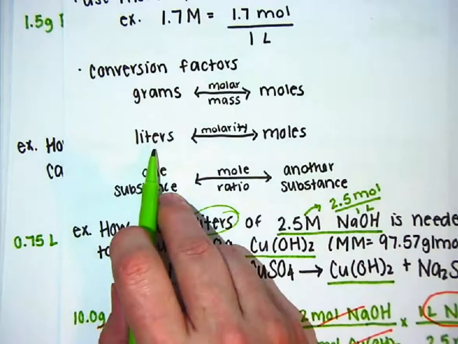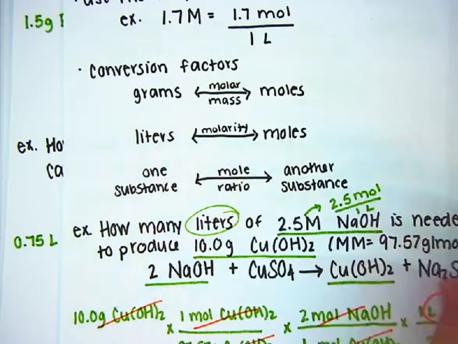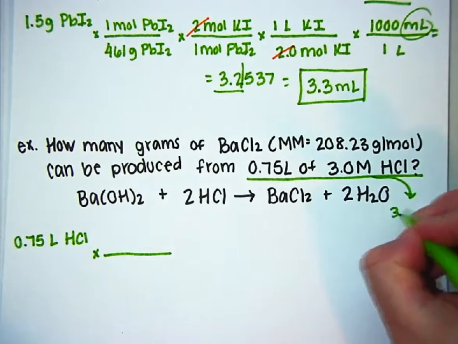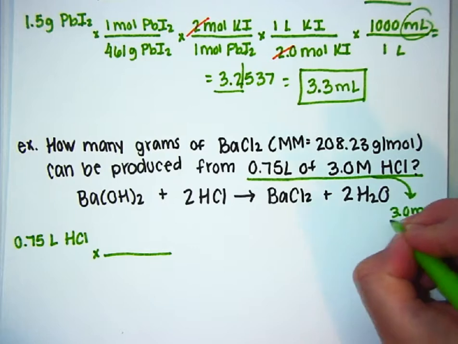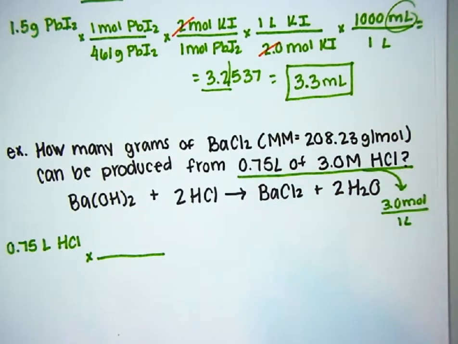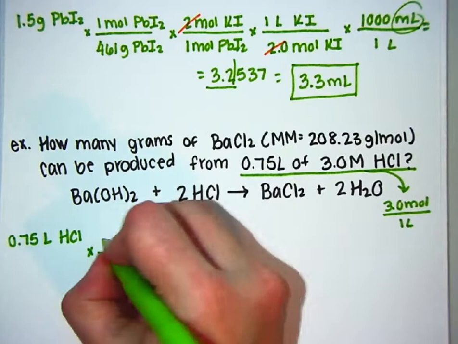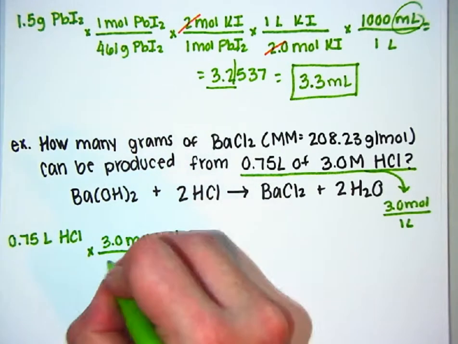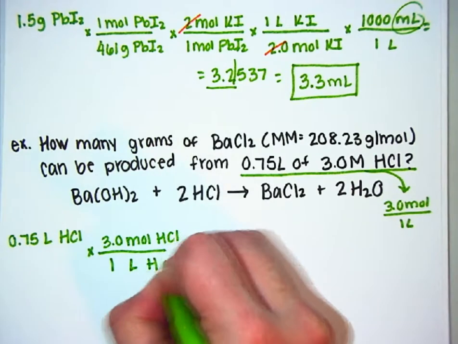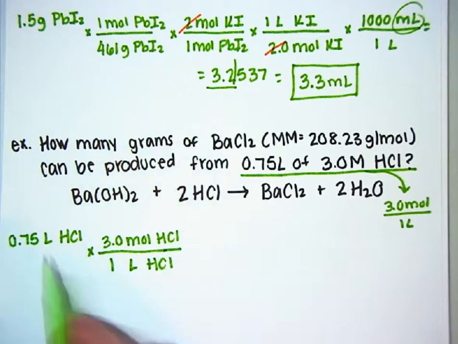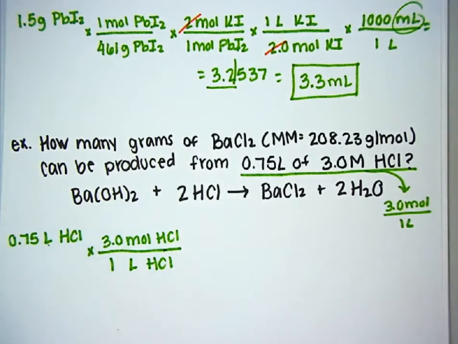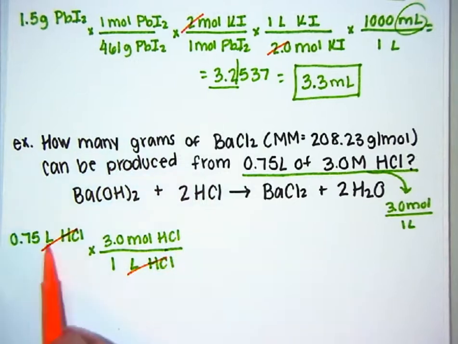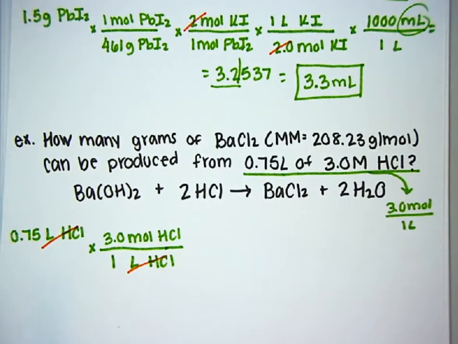If I'm starting with liters, the only thing I can do is plug in my molarity to get to moles. A 3 molar solution means I have 3 moles of solute in every 1 liter of solution. 3.0 moles of HCl in every 1 liter of HCl. Again, always setting up our units so they cancel. So since I'm starting with liters, liters go in the denominator. Liters divided by liters will cancel out.